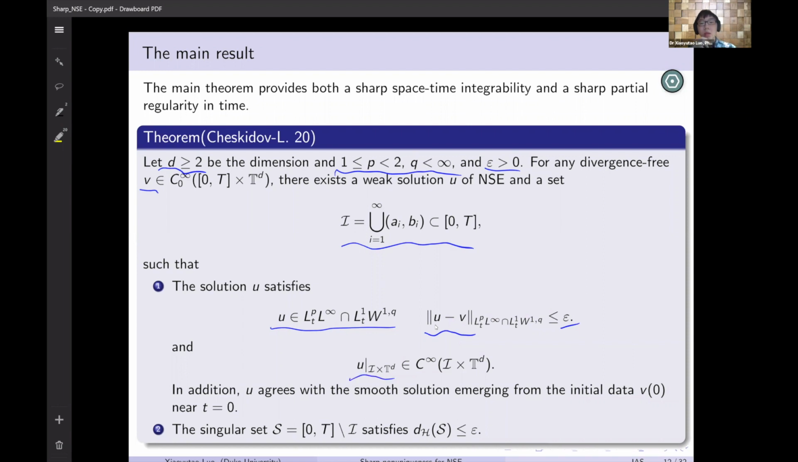And then my solution restricted to this union of open intervals is a classical solution, as is the case for the Leray-Hopf solution. And this solution also agrees with the smooth solution emerging from the initial data of V. And we have a very good bound on this singular set in time. So the Hausdorff dimension of the singular set in time can be as small as you want. Okay, so this is the main theorem, and then I'll be presenting some comments relating to this result.